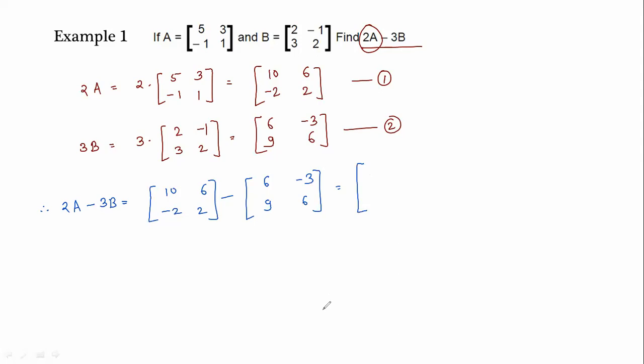So how are we going to subtract this? Here you have to subtract the respective elements. So 6 minus of minus 3, minus 2 minus 9, 2 minus 6.